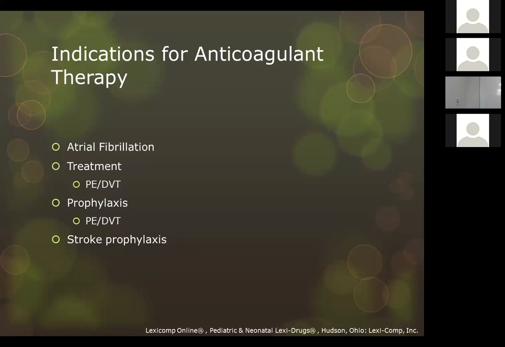As far as indications for anticoagulation treatment, we typically think about atrial fibrillation, treatment of a pulmonary embolism or DVT, which we call VTE, prophylaxis for those, or stroke prophylaxis, which goes into atrial fibrillation as well. It can also be used for stroke prophylaxis without atrial fibrillation.